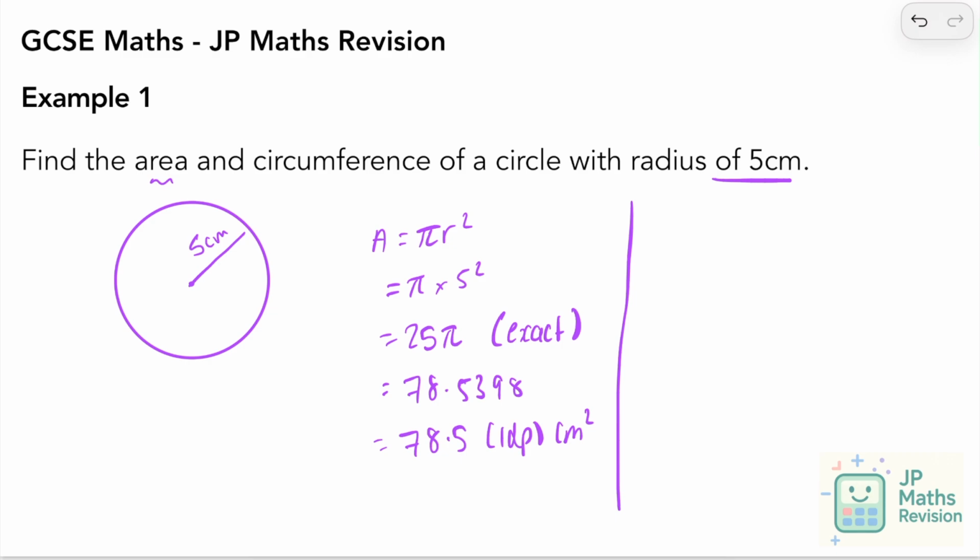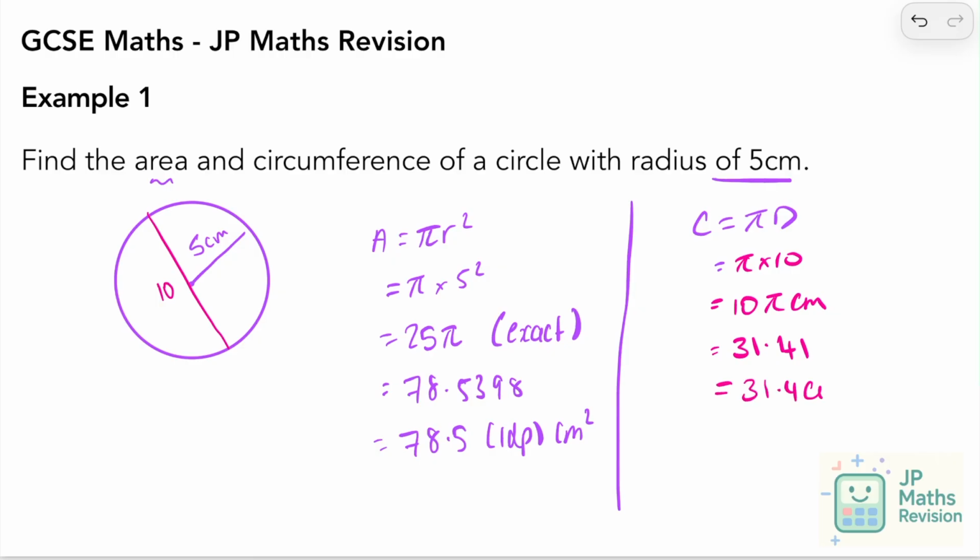If I want to work out the circumference, the circumference is pi d, or 2 pi r. The diameter in this case is twice the radius, so the diameter is going to be 5 times 2, which is 10. So to work out the circumference, I do pi times 10. If I want to write it in exact form, it's just 10 pi centimetres. Or I could type this into my calculator to get an answer, so it's going to be 31.41. If I want to round this to one decimal place, I could say 31.4 centimetres.